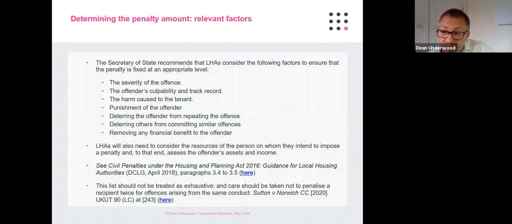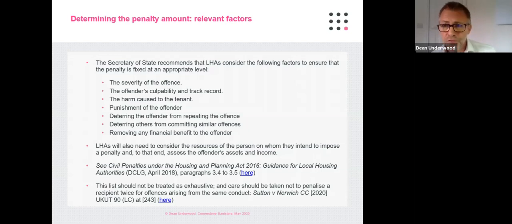So in addition to that, for example, care should be taken not to penalise a recipient twice for offences which arise from the same conduct. And this brings into play what is referred to in criminal proceedings as the totality principle. And it arises commonly, as you'll see from my summary of Sutton on the next slide, in circumstances where penalties are imposed not just against a company involved in the management of premises, but also against the director of that company.